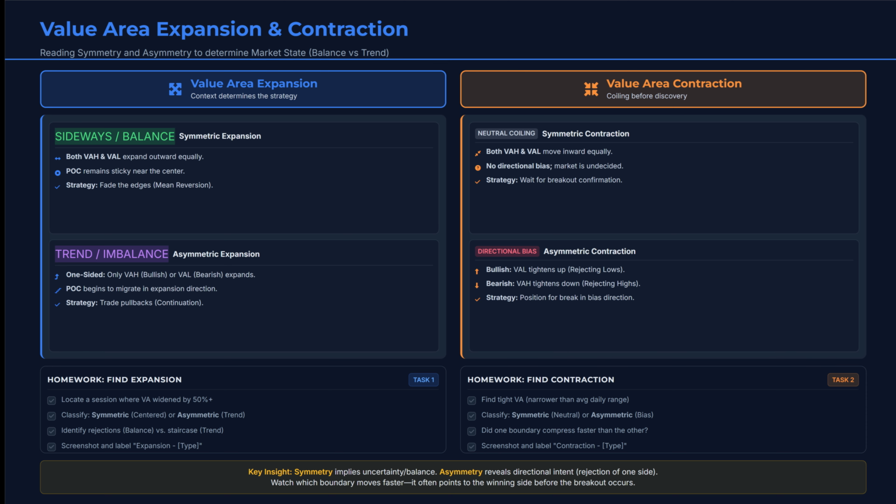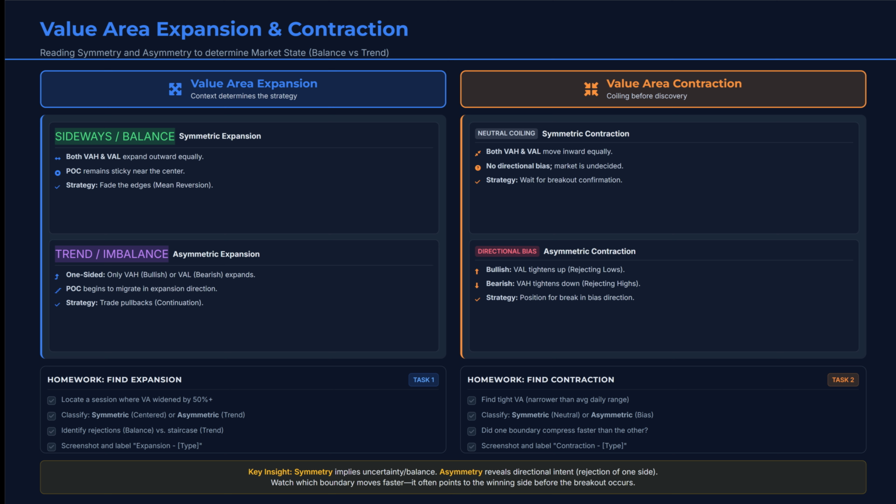The trading strategy for symmetric expansion: fade the edges and target the POC. When you see expansion with a centered POC, you can trade mean reversion. Sell near the VAH, buy near the VAL, and target the POC as your profit zone. The wider the value area, the more room you have for profitable swings between the boundaries. This is the classic balance scenario, where structure holds, levels matter, and rotation is the name of the game.